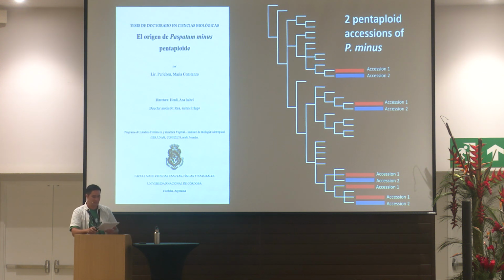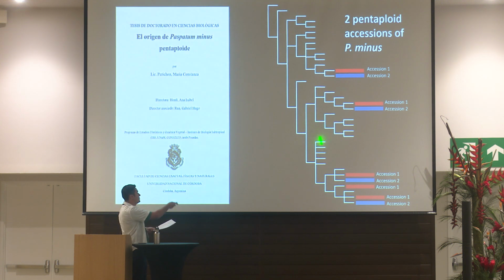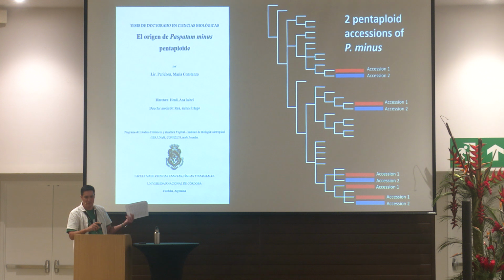Perichon, in her unpublished dissertation, was successful in using low-copy nuclear genes to discriminate the phylogenetic relationships of each allele of 2 accessions of the pentaploid Paspalum minus. So here we see in this tree, obviously the names are not here because this work was not published.